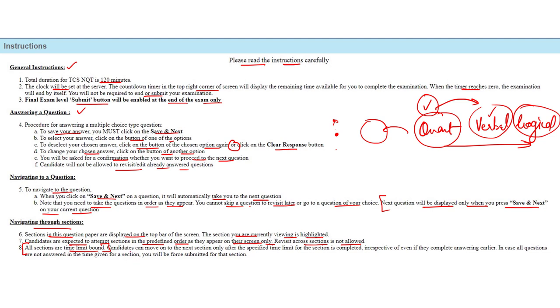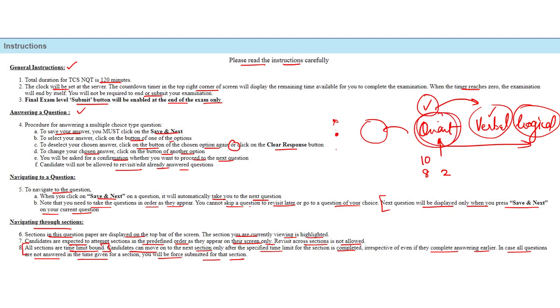Candidates can move to the next section only after the specified time limit for the section is completed, even if they complete answering earlier. So even if you finish this section earlier, you still have to wait until the timer for this section goes off and you move to the next section. In case all the questions are not answered in the time given for the section, you will be force submitted for that section. So out of say 10 questions, if you attempt only 8 and 2 are still remaining, automatically when the timer ends, this section will get submitted.